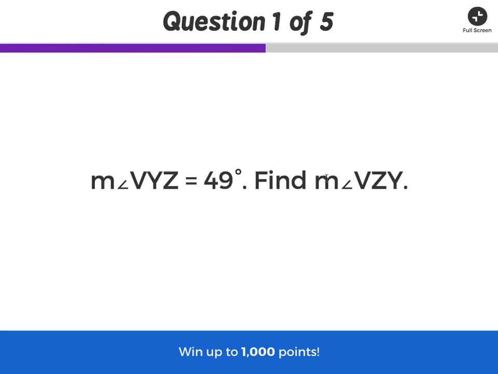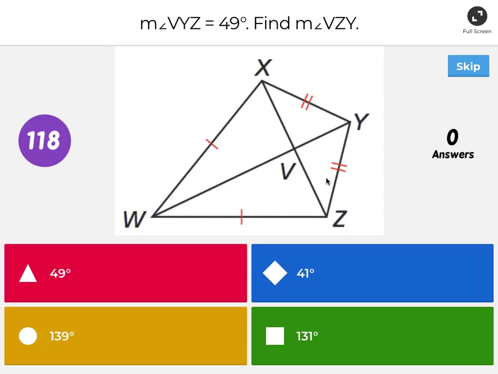The measure of VYZ is 49. Find the measure of VZY. So VYZ is 49. Find VZY. That's not going to be the same thing.